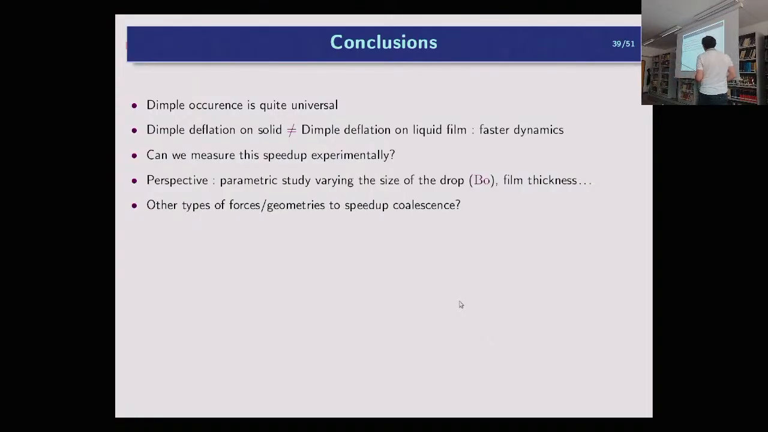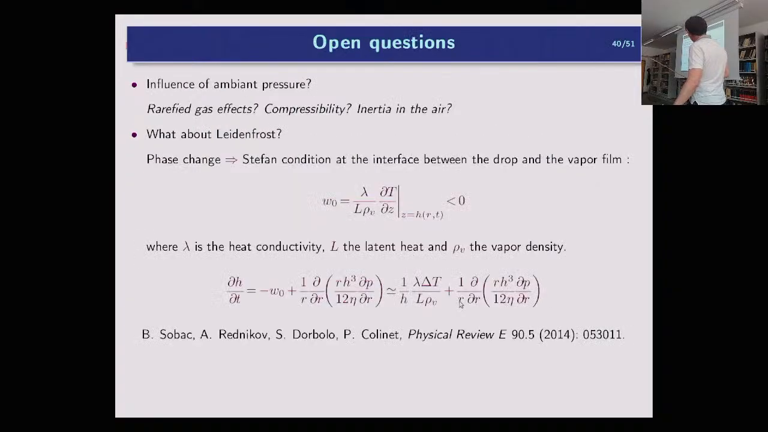And we can take the liquid film as thin as we want. So in the perspectives, I would say that it would be interesting to do a parametric study by varying the Bond number, so the volume of the drop, and maybe think about forces or geometries to speed up the coalescence. So what about open questions? I've been interested for quite a long time now in the ambient pressure. It is still an open question, I think.